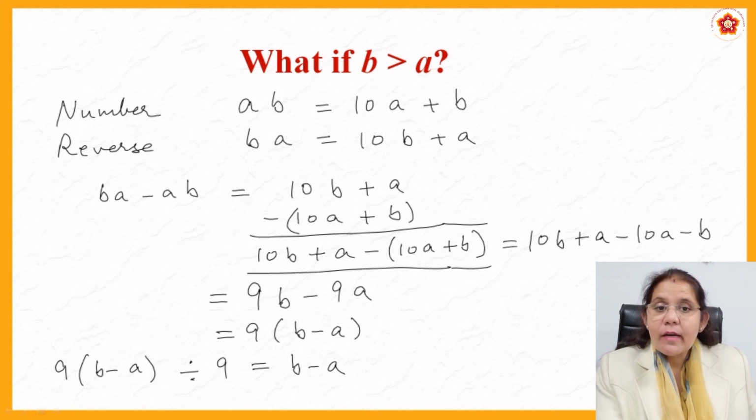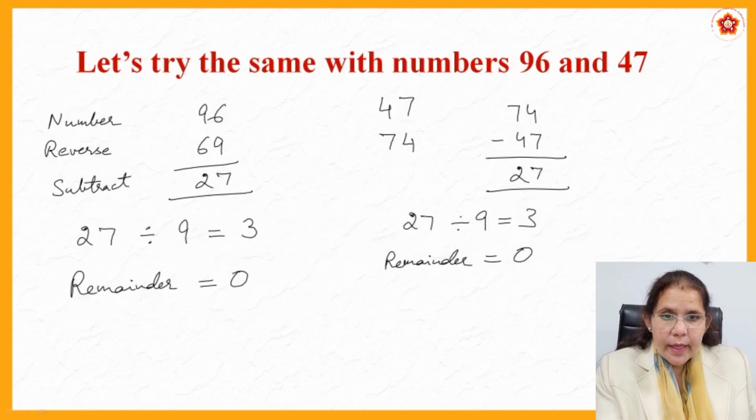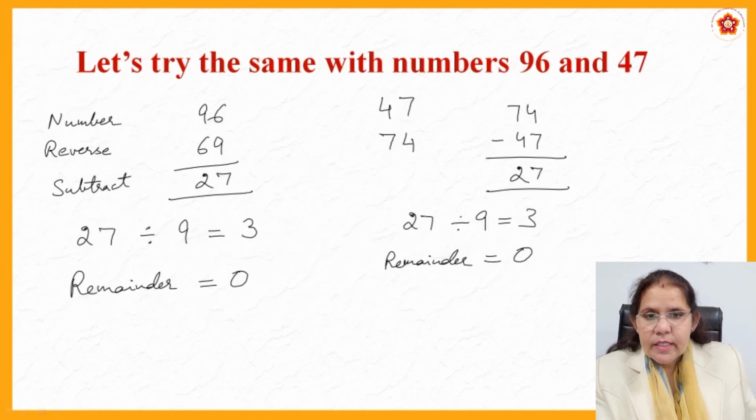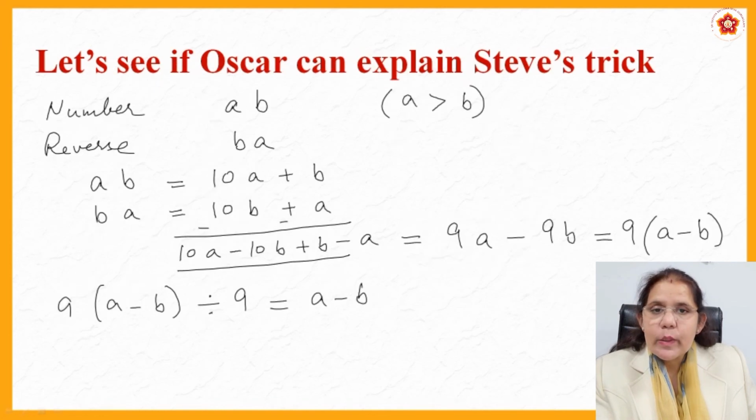And we had already done one question where B was greater than A. Let me take you there. Just see 47. So in 47, this is A, this is B. Here B is greater than A. In the first example that we did, here A was greater than B. In both the cases, the remainder is coming 0.